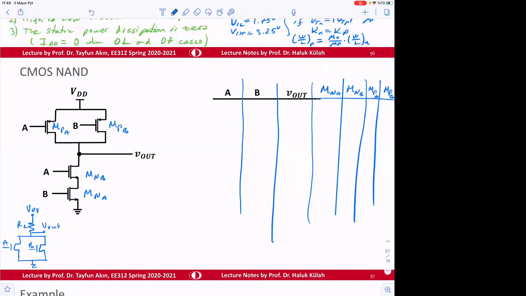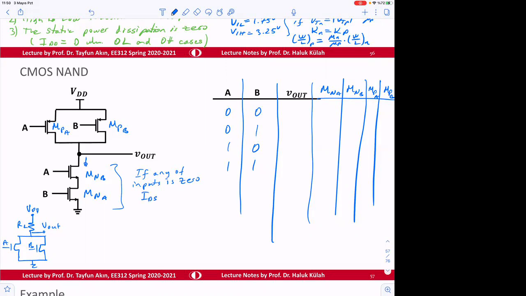Let's say now we don't need to say low high. We can just say 0, 0, 0, 1, 1, 0, and 1, 1. So if you look at this case, if any of the inputs is 0, then no current through here.